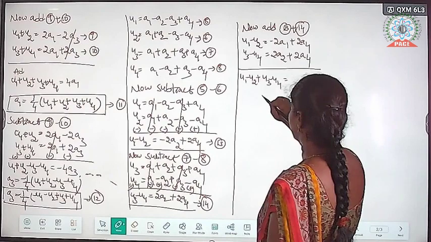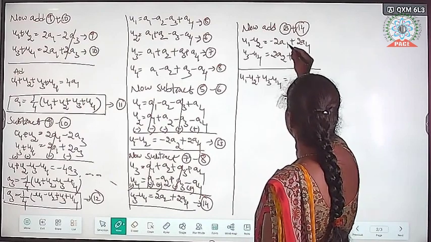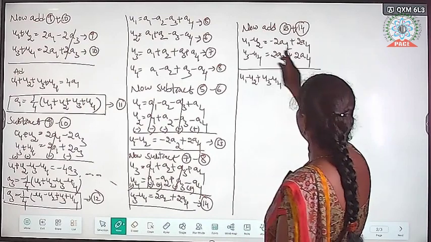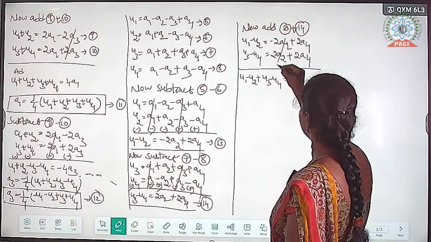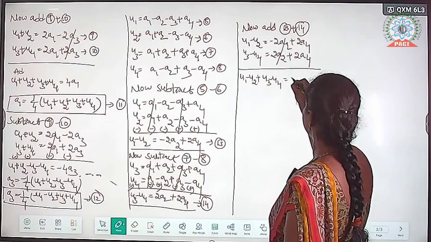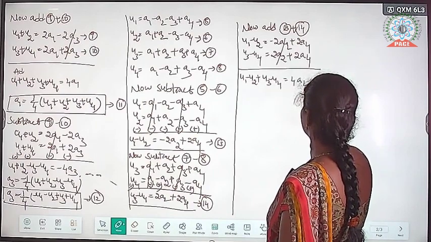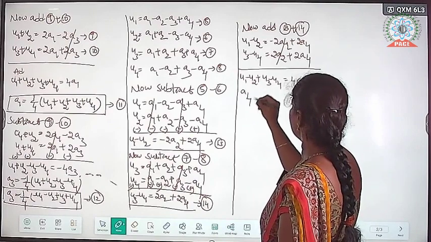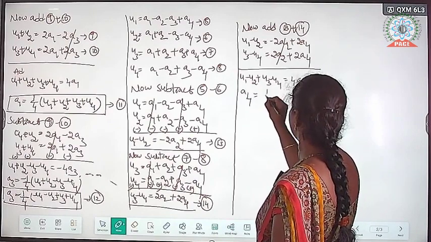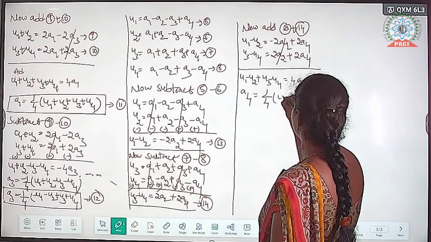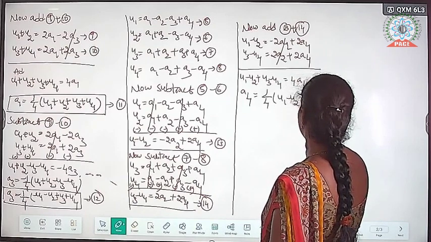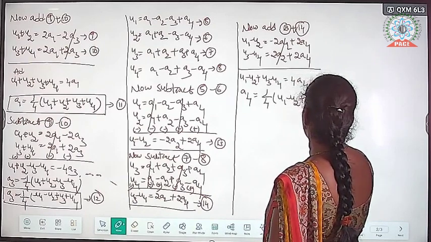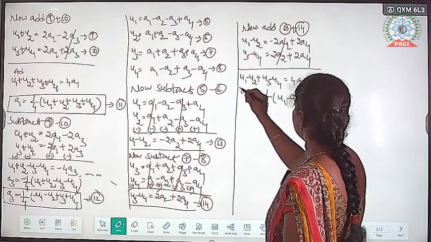This is minus 2a2. Okay, minus 2a2 plus 2a2 cancel. Plus 2a4 plus 2a4, 4a4. So from this we are getting the a4 polynomial coefficient equation. 1 by 4 into u1 minus u2 plus u3 minus u4. This is the a4 coefficient equation.